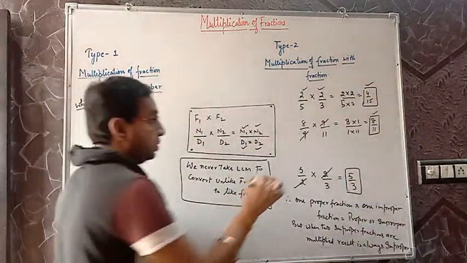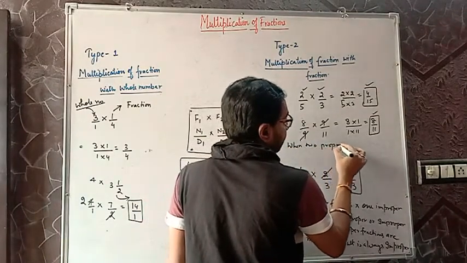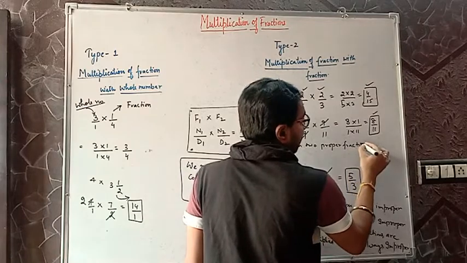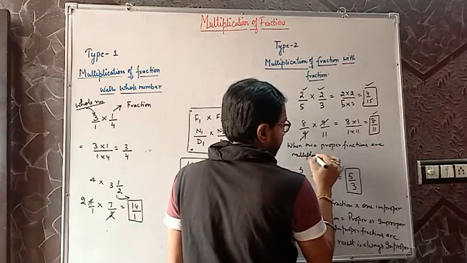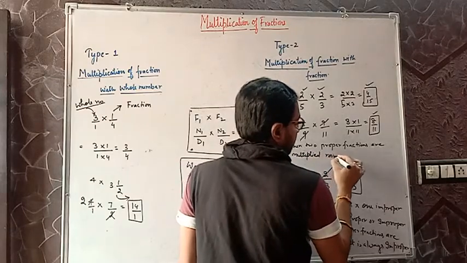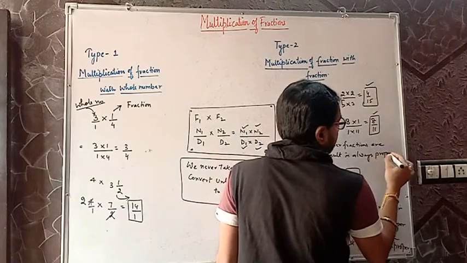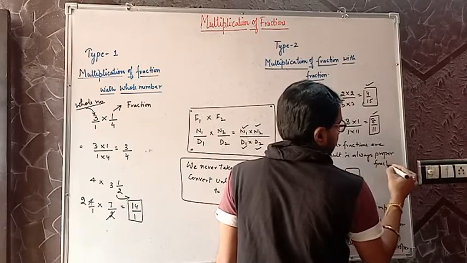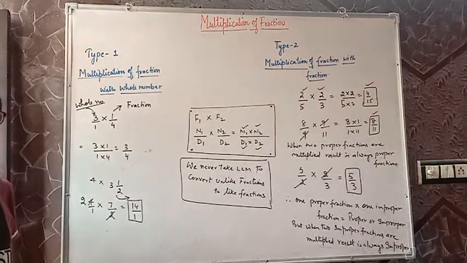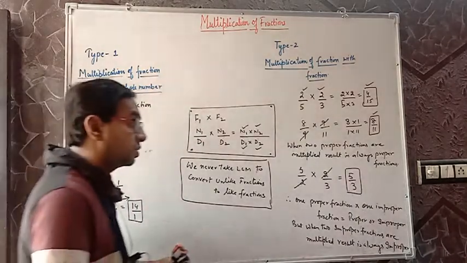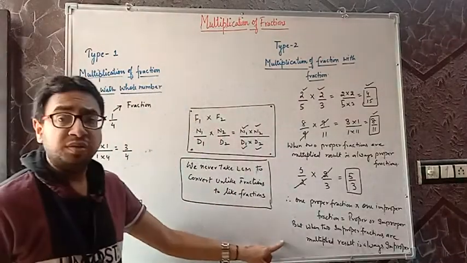So, when two proper fractions are multiplied, the result is always proper. We can conclude this. Clear with this point? You need to remember it, because you can have a direct question, a theoretical question, based on this.